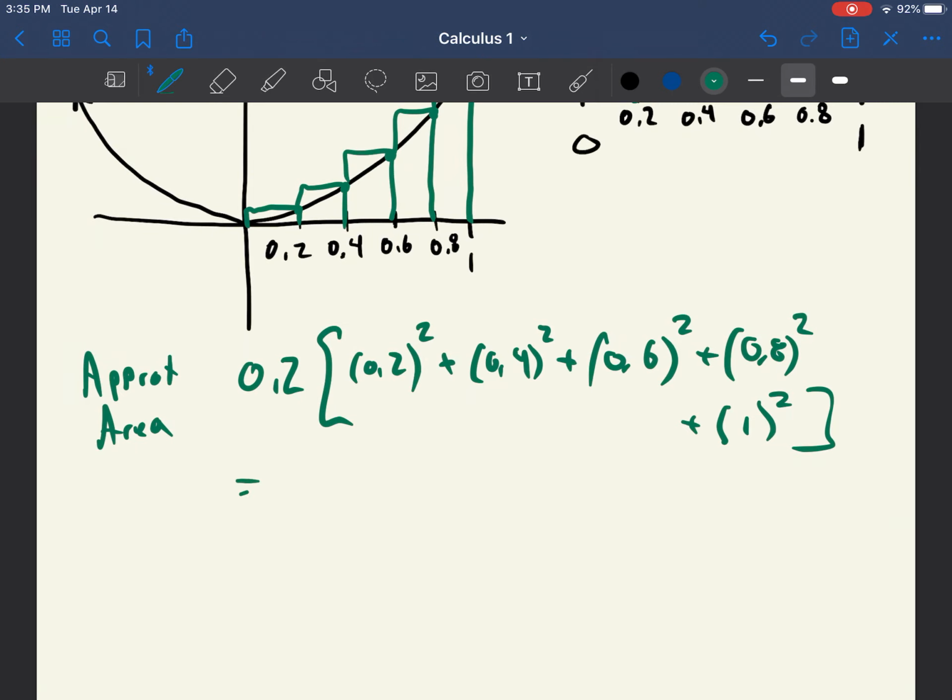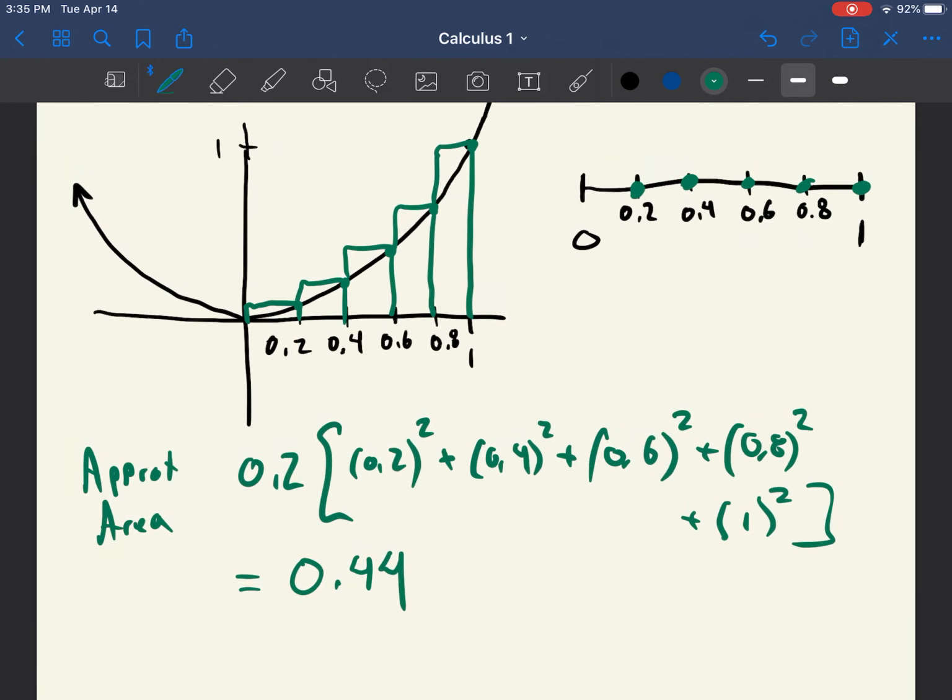Okay, so take all of that, we're going to punch this into a calculator, and we're going to end up with 0.44. Notice that's a pretty significant overestimate, right? Because we're looking at this area, and these little parts right here are counted in that area, so it's overdoing it. It's also counting all this stuff on the bottom.